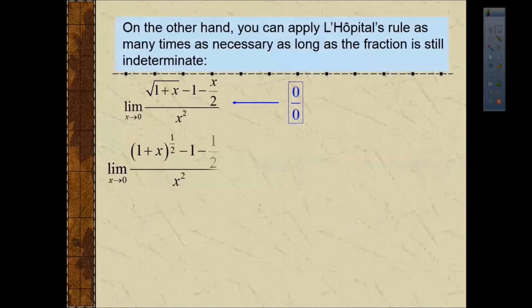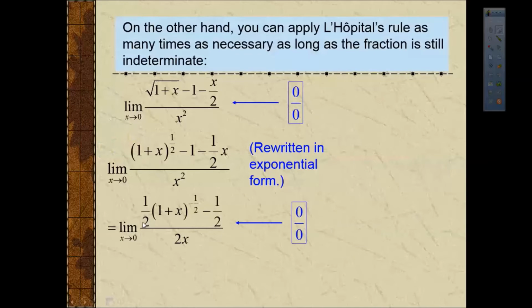Well, a better way of writing that numerator is (1 plus x) to the half, minus 1, minus 1/2 x. That just makes it easier to do the derivative. Let's see what the derivative of the numerator over the derivative of the denominator turns out to be. Here's the derivative of the numerator: 1/2 quantity 1 plus x to the negative half, minus 1/2. Derivative of the denominator, 2x.